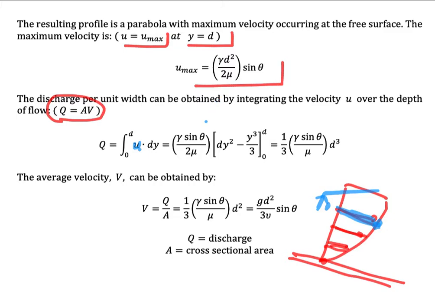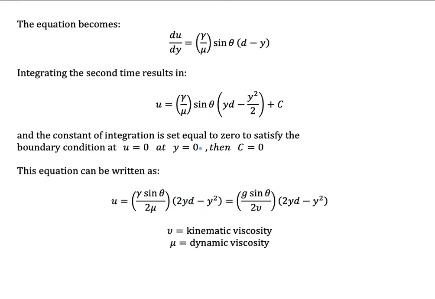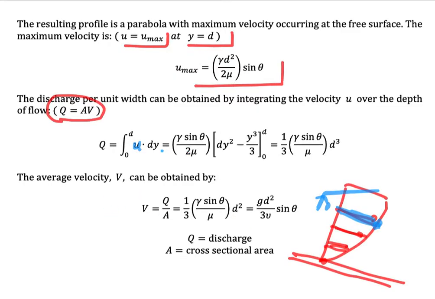I'm sorry, the value of small u that we get. Okay, and then we have the u here, so we do the integration. We put the limits 0 to d, and then we get this one. Then we can get the average velocity by dividing by the area.